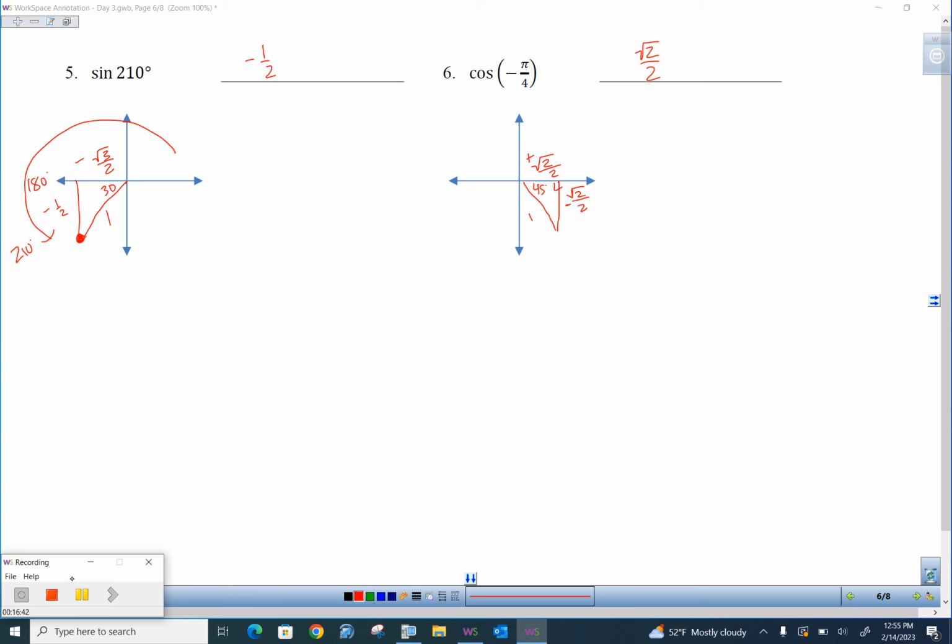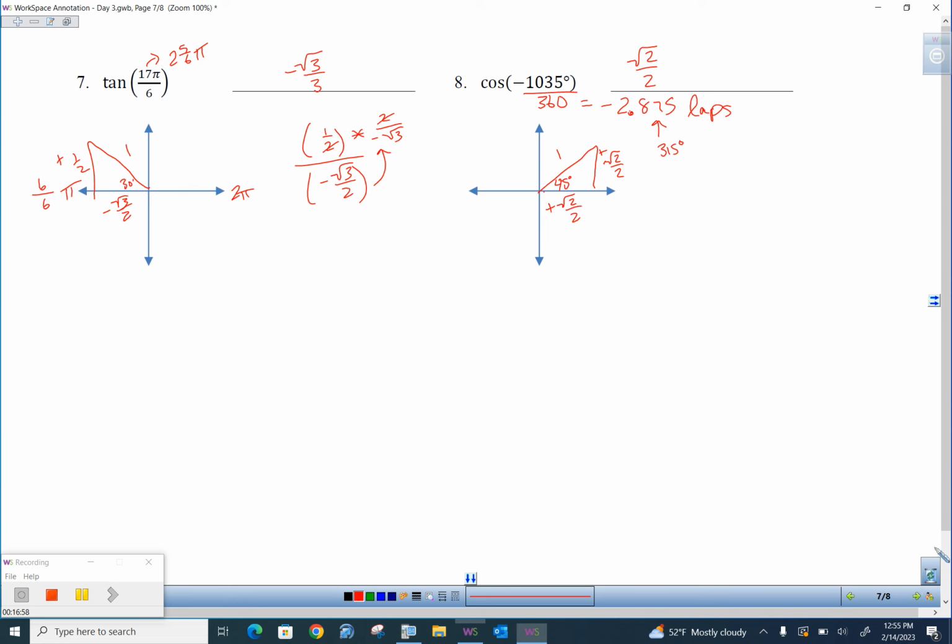Okay, let's check. The first 2 weren't so bad. I do want to mention same thing with these degrees, 180 to 210. I went 30 past it. That's how you find that angle. And then again, check for signs always. But I do want to talk a little bit more about 7 and 8.